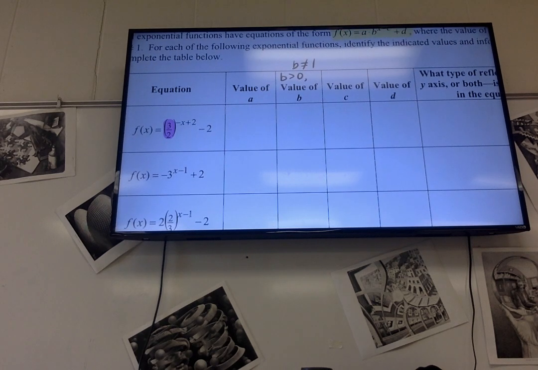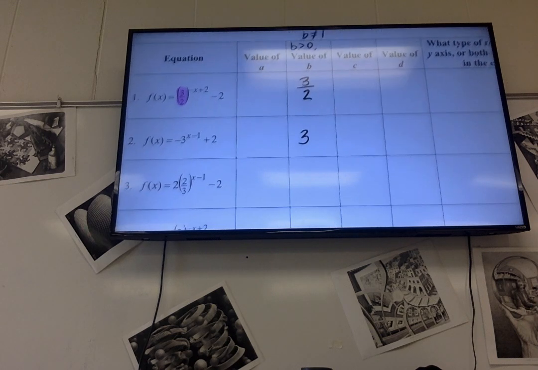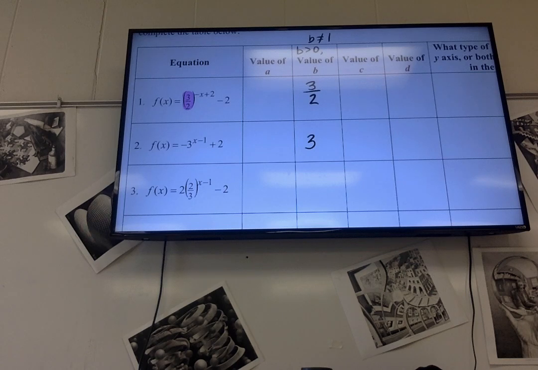All right, so for this first one, the value of b is 3 over 2. Now remember, b cannot be negative. So our b for this next problem is just the positive 3. What would be b for the next problem? 2/3. Yeah, 2/3. Fill out b for the next two, for 4 and 5.